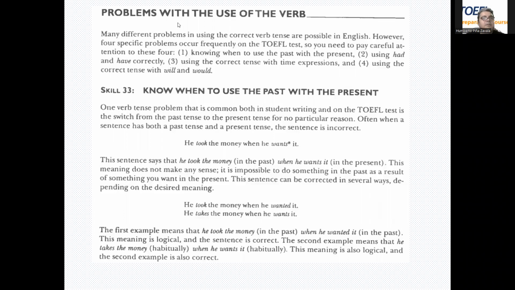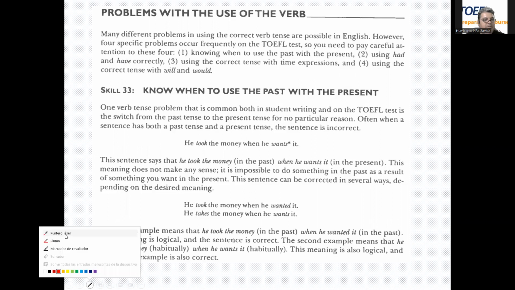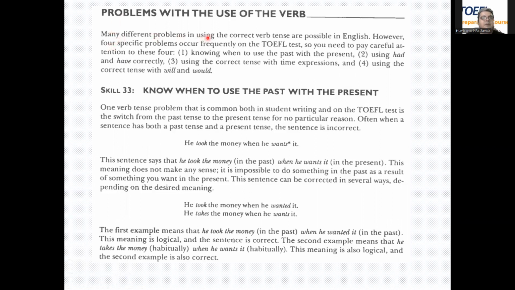In this part, you see problems with the use of the verb. Here it reads: many different problems in using the correct verb tense are possible. However, for specific problems that occur frequently in the TOEFL test, you need to pay careful attention to these four. One, knowing when to use the past with the present. Two, using had and have correctly. Three, using the correct tense with time expressions. And number four, using the correct tense with will and would.